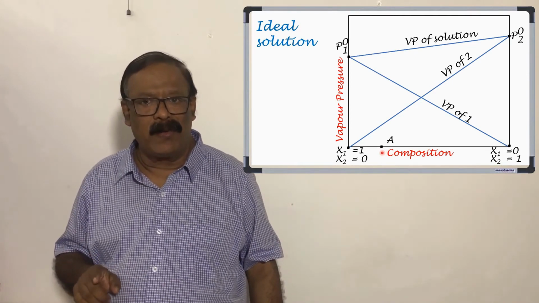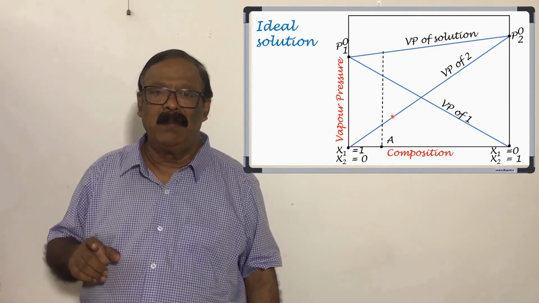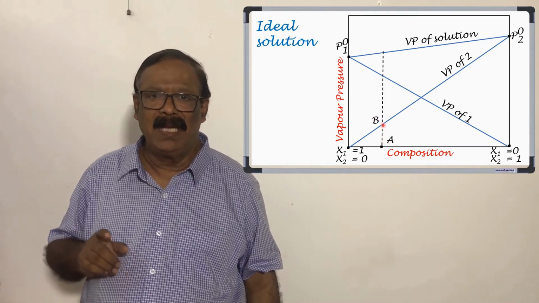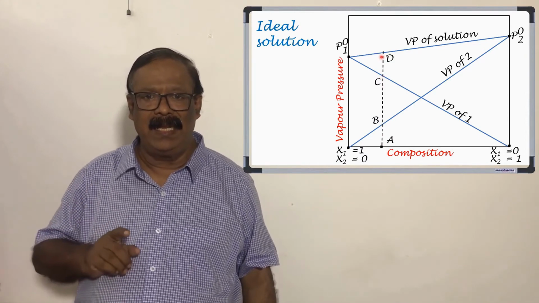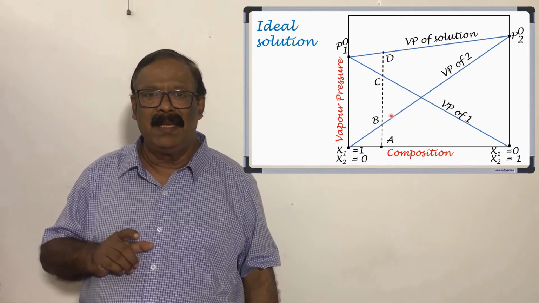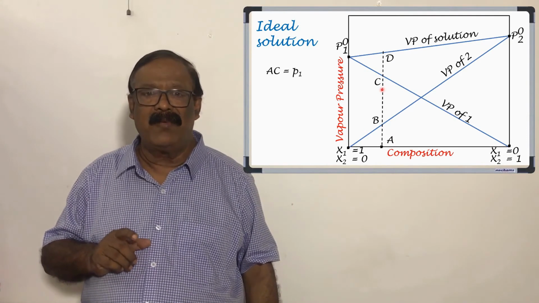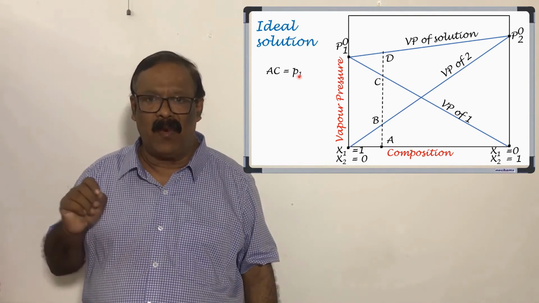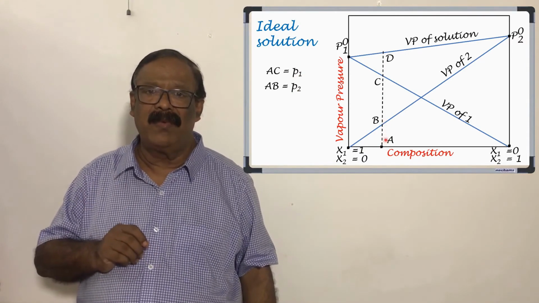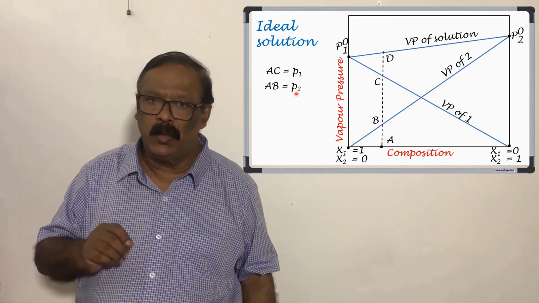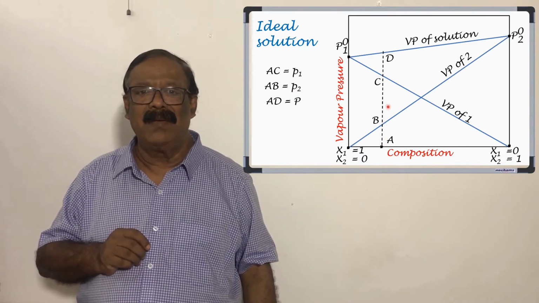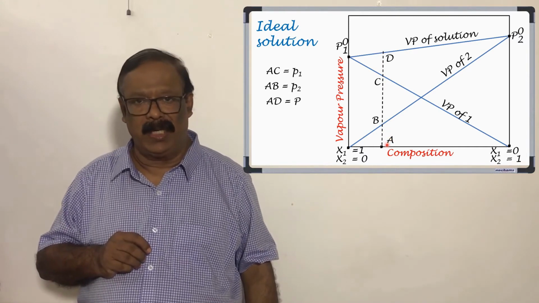Now draw a perpendicular from this point. It meets the vapor pressure curves at points B, C and D. Now AC will denote the vapor pressure of component 1. AB will denote the vapor pressure of component 2, and AD will represent the vapor pressure of the solution.